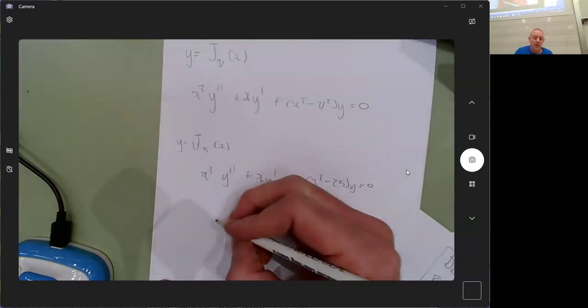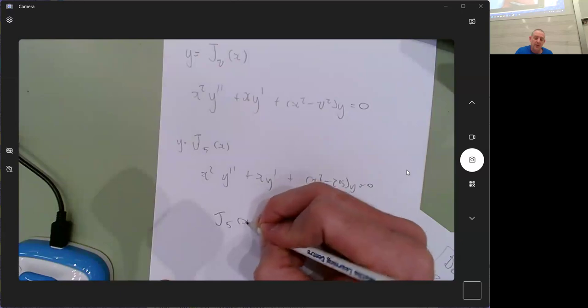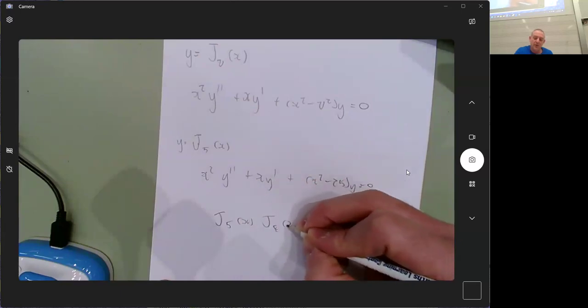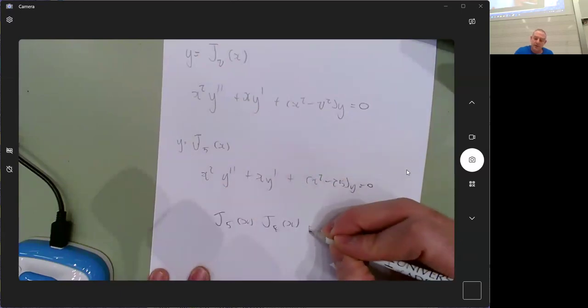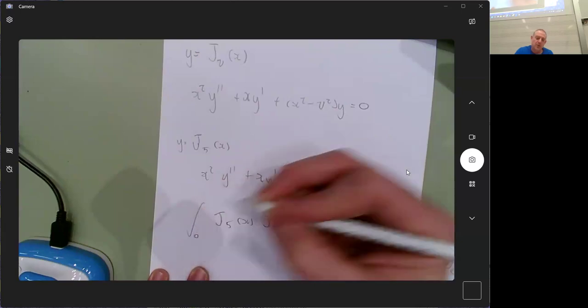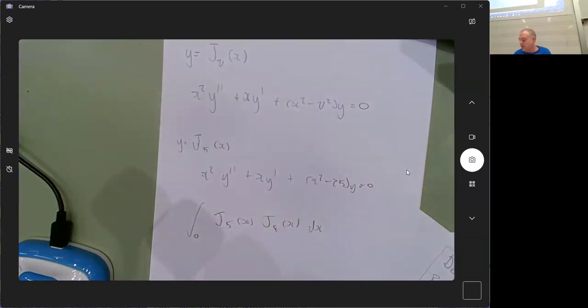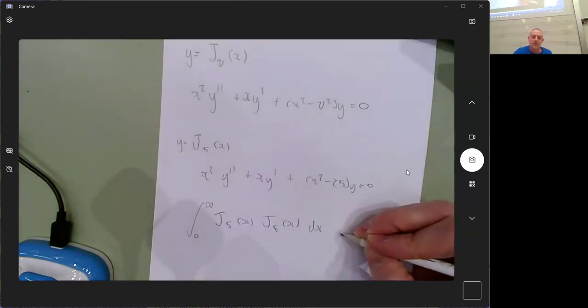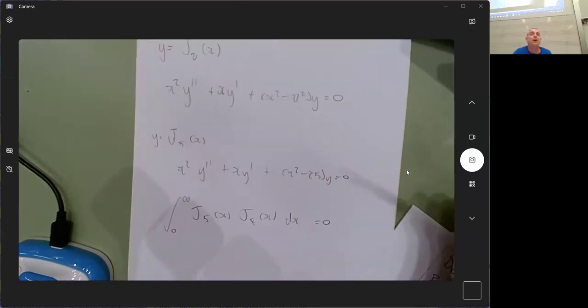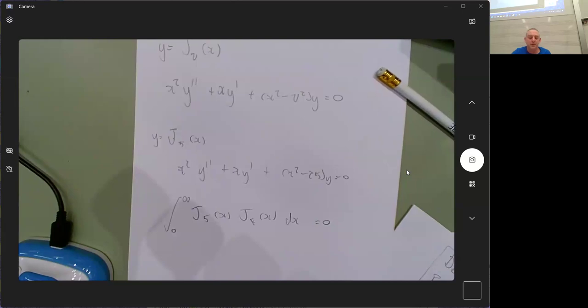So if you had J5x times J4x from 0 to probably infinity, you'll get 0. As long as these two numbers are different, they'll be orthogonal. That integral will come out to 0. Which means you can make Fourier series out of them using them instead of sine and cos, but don't go there.